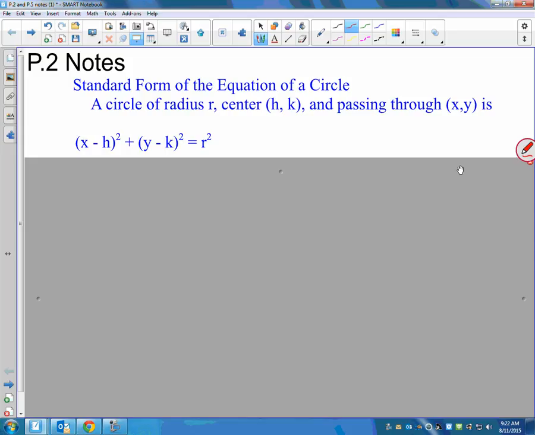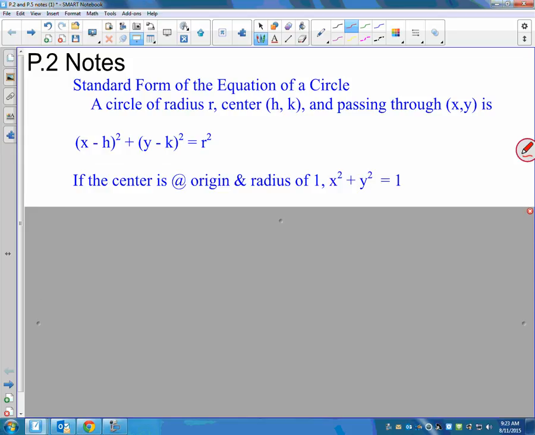And maybe what you remember even more is if the center were at 0, 0, think about h and k would be 0, and that's going to make a lot simpler equation. And that's why I think I wrote that. If the center is at the origin, and even more specifically, if the radius was 1, but the radius could be anything, you could still put r squared here. It's just going to be x squared plus y squared.